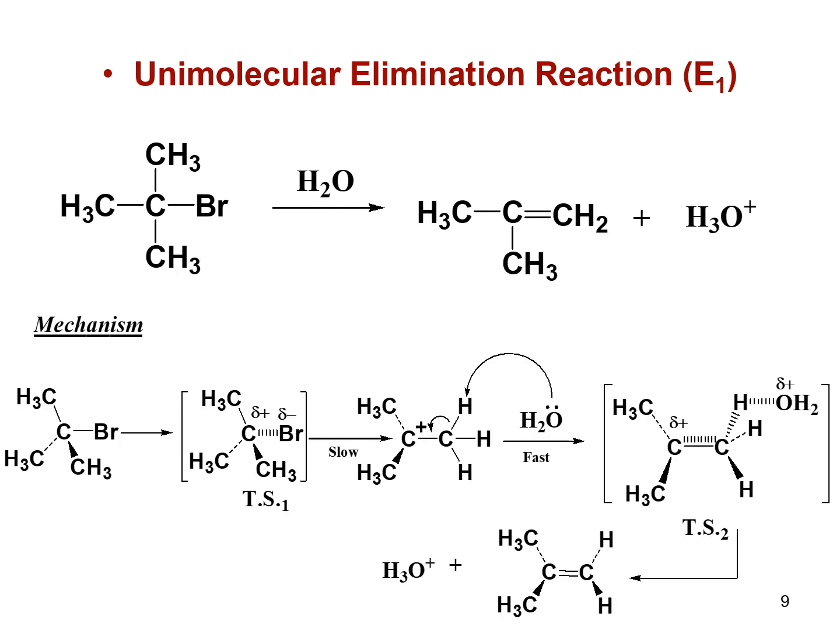As for the unimolecular elimination reaction, you will have the halogen leaving first, putting a positive charge on the carbon, and then the base will attack the hydrogen, removing the proton and producing a double bond in the final product.